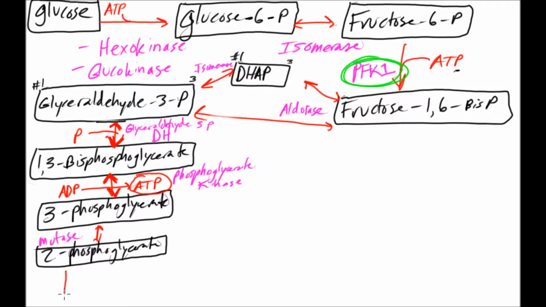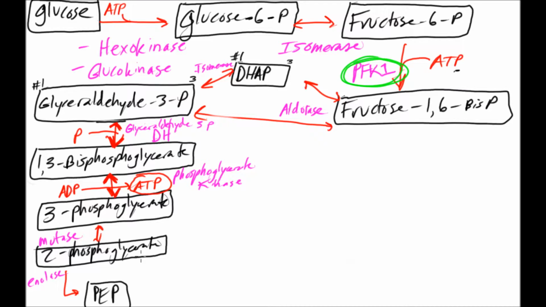So what we're going to be doing is taking this 2-phosphoglycerate molecule and using the enzyme enolase, we're going to be making a molecule of PEP. PEP is short for phosphoenolpyruvate. So phosphoenolpyruvate is going to be our next important molecule.